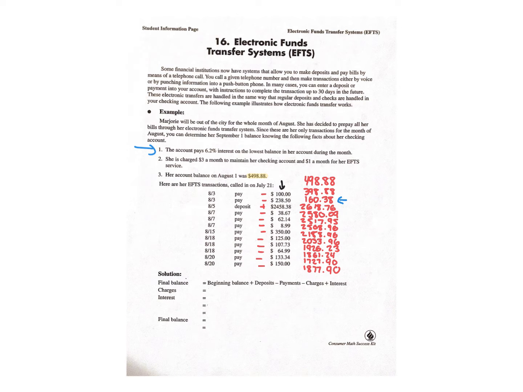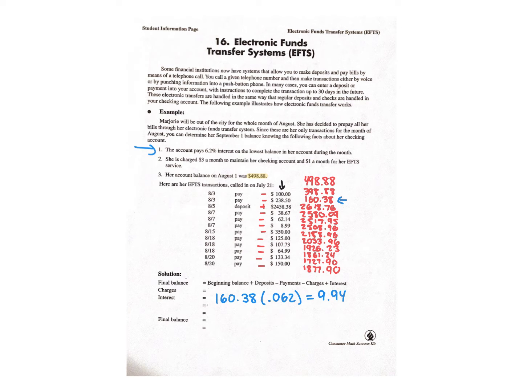So I'm going to switch something up a little bit on the next example. But we are going to calculate our interest. So we have $160.38 times that percent as a decimal, so 0.062, is going to give me about $9.94 in interest.